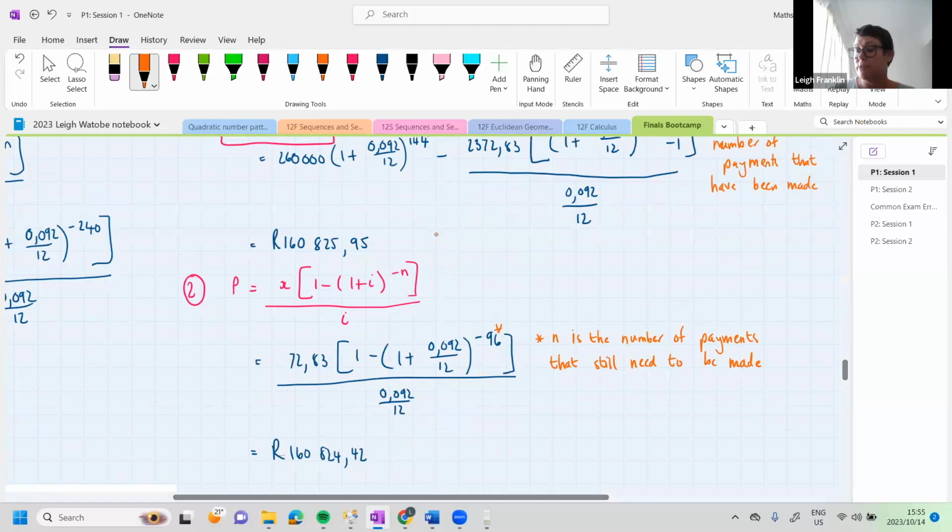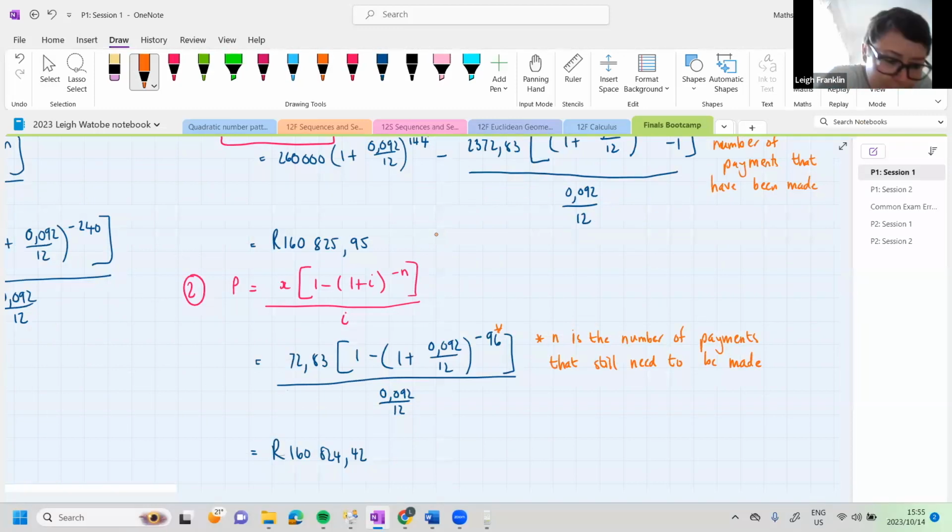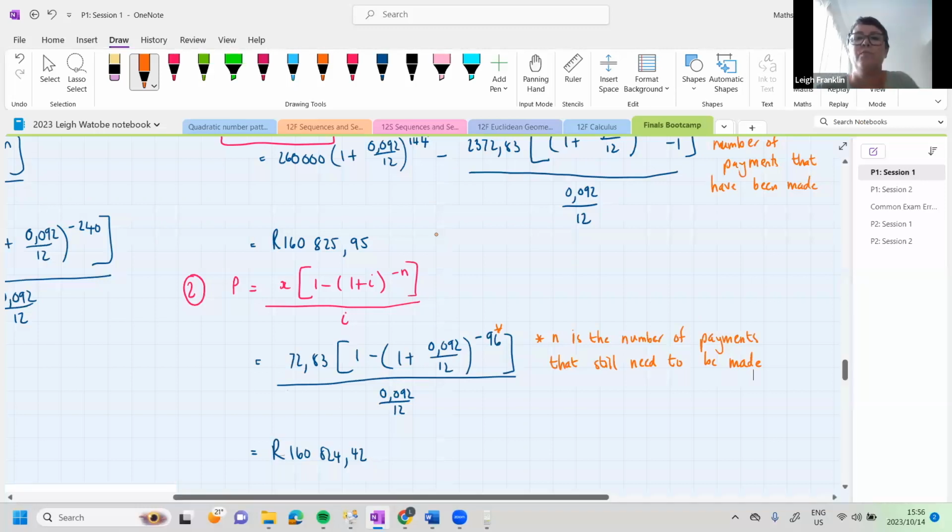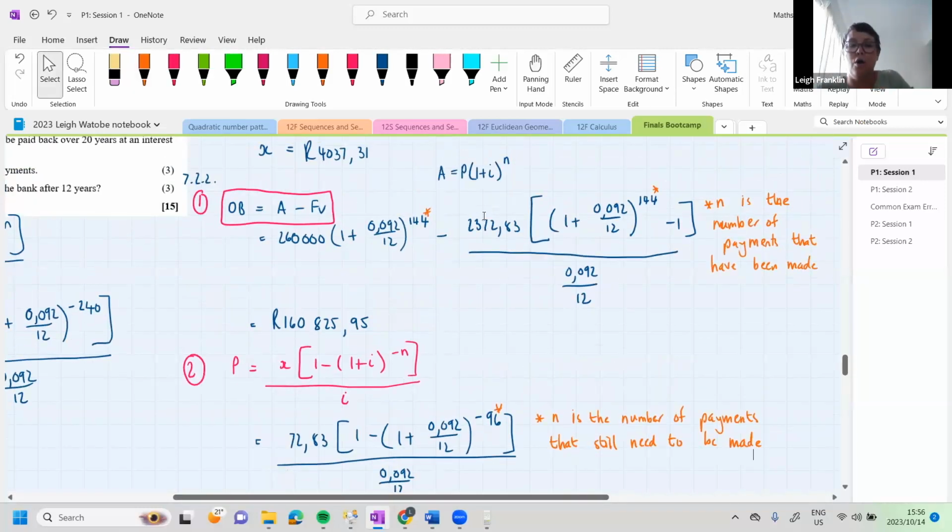Yes, Gugu, go for it. Hi, ma'am. Hi, Gugu. So I prefer the first option, but I'm still failing to understand why we use the future value method. I don't know what's confusing me, but I'm still trying to understand why we're even using the 144 instead of the 96. Okay. It's the future value.